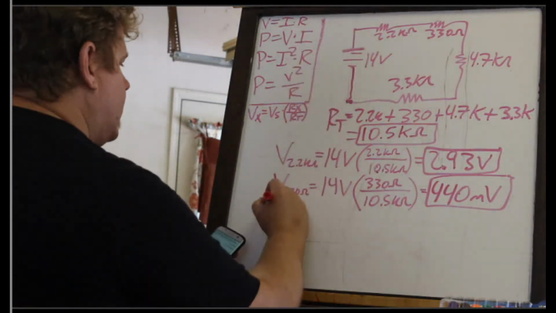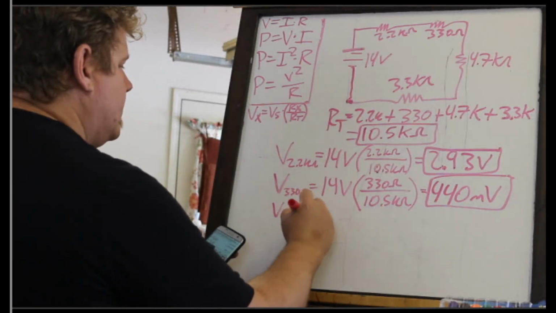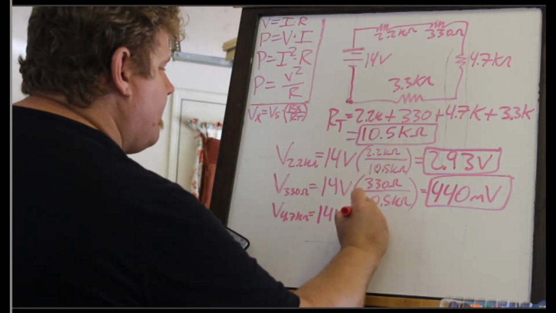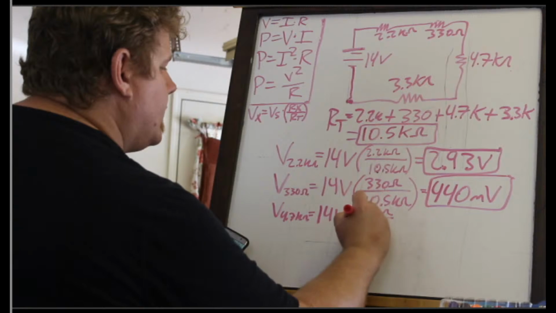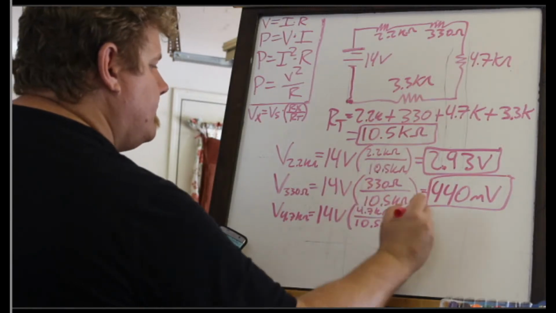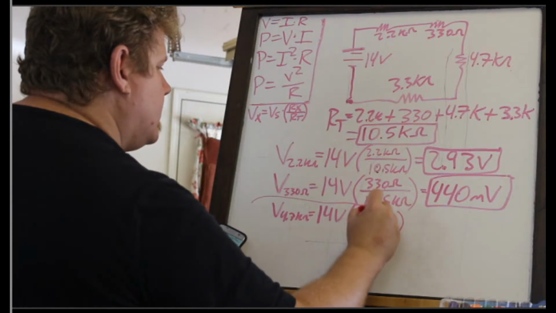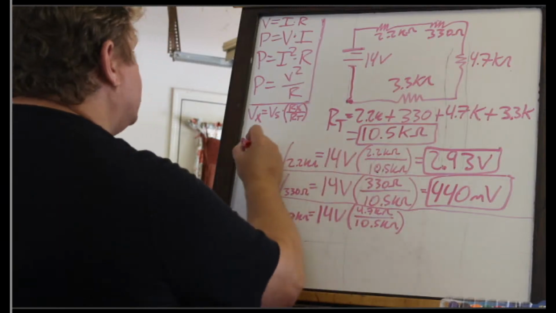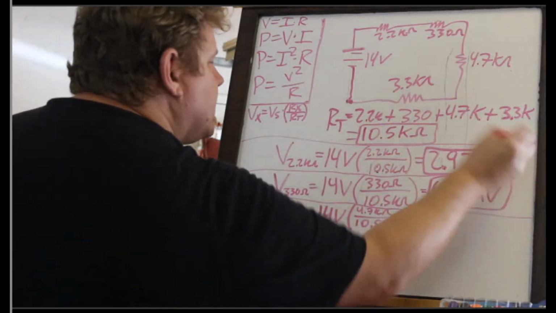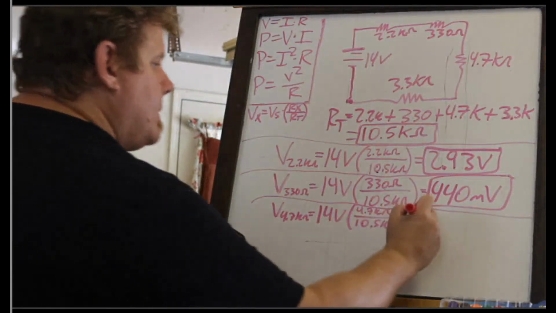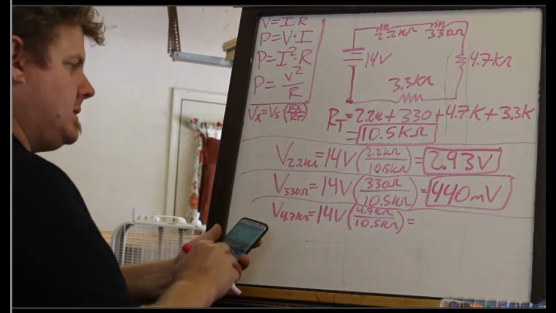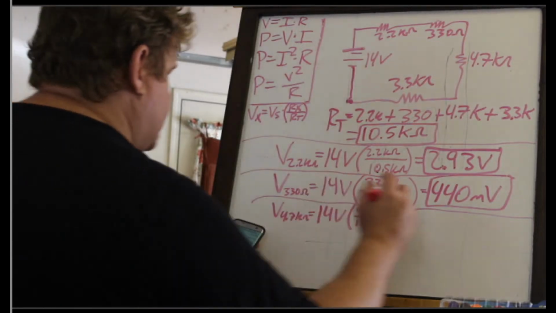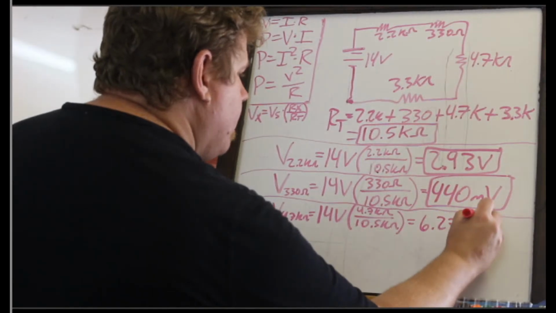All right, now I'm going to keep moving around here. I'm going to go to the 4.7 kilo ohm. So 14 volts times 4.7 kilo ohms over 10.5 kilo ohms. This is getting a little close together here. Separate them out. I'm not working with as much space as I'm used to. Okay, so 14 volts times 4.7 divided by 10.5, 6.27 volts.